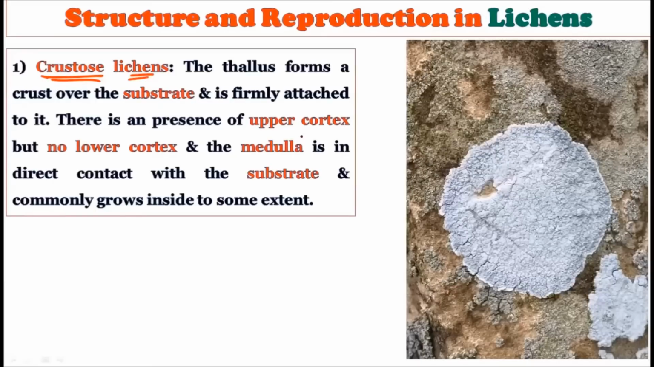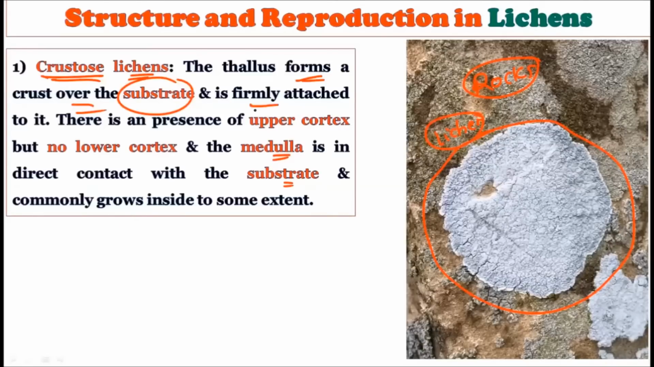Okay, now see, the thallus forms the crust over the substrate. Now observe, this is the Crustose lichen which grows on the crust. Okay, earth crust, the majority of the time, is rocks. So this particular lichen is growing on this rock. And as we have discussed just earlier, the medulla directly comes in contact with the substrate.